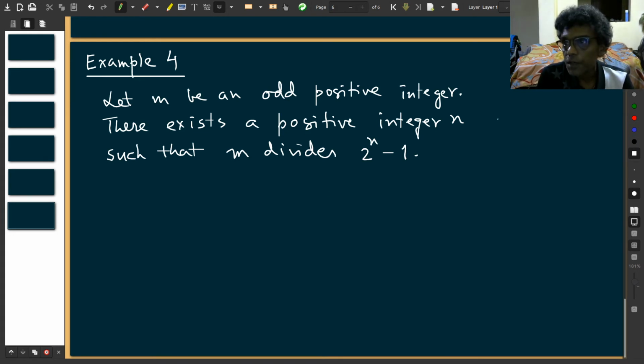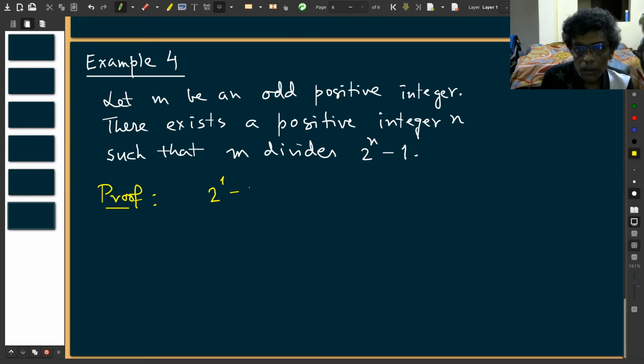So how do I prove this? Consider this. 2 power n should be positive, so I should not start from 0. Consider 2 power 1 minus 1, 2 power 2 minus 1, 2 power 3 minus 1, and so on up to 2 power m plus 1 minus 1.